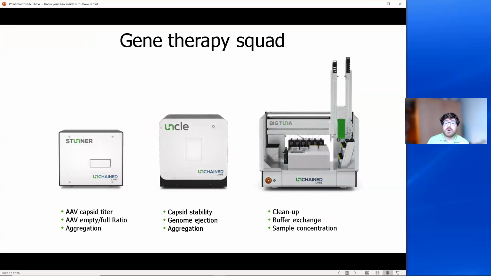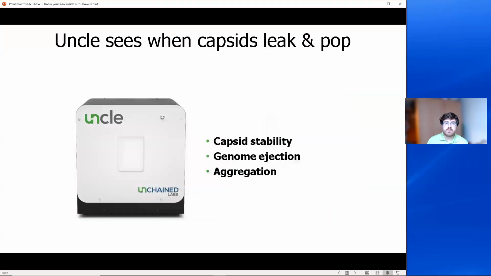But Stunner is not the only system in the Unchained Labs gene therapy squad. I want to introduce you to 2 of our other systems, Uncle and Big Tuna. Uncle is an all-in-one multimodal stability platform built for biologics. It uses 2 lasers to excite either label-free protein intrinsic fluorescence or a variety of dye-based fluorescence. With full spectrum fluorescence detection, Uncle can pick up both kinds of signals.